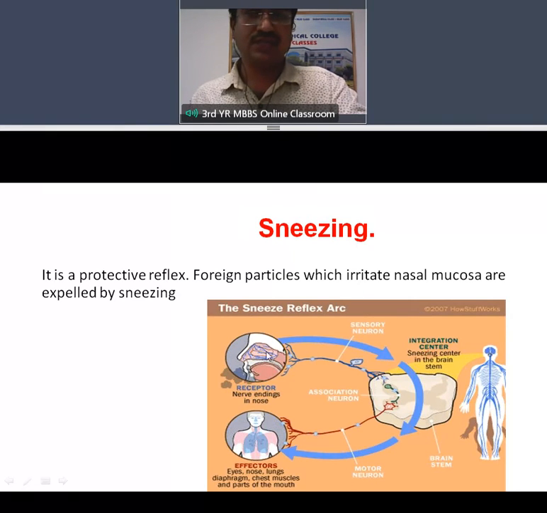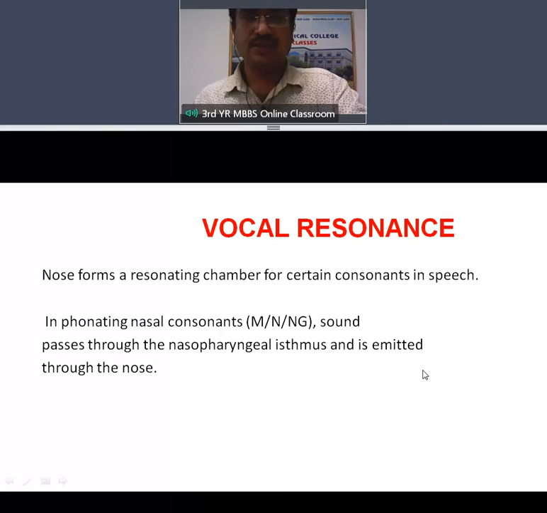It is a protective reflex. So whenever there are foreign particles which irritate the nasal mucosa, they are expelled by sneezing. So this is the sneezing reflex. Sensory neurons will travel to the brainstem region. This is the sneeze reflex center in the brainstem. Then the motor neurons. So these are the sensory neuron and the motor neuron. These are the effector organs of the sneeze reflex, like eyes, nose, lungs, diaphragm, and chest muscles. So sneezing is also one of the protective mechanisms of the lower airway.